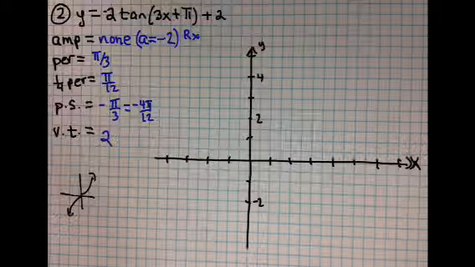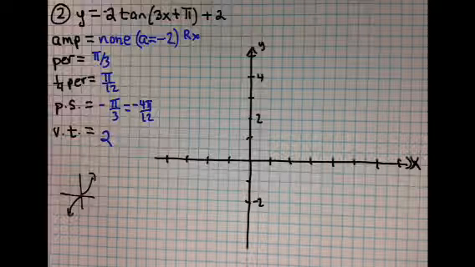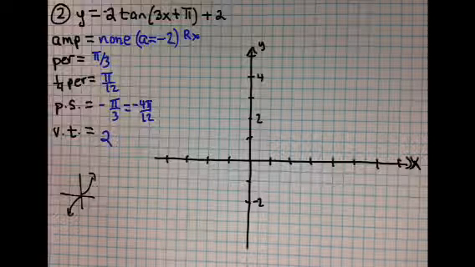Okay, so every tick mark is a pi over 12. Every tick mark. And so it's going to move 4 pi over 12 to the left.